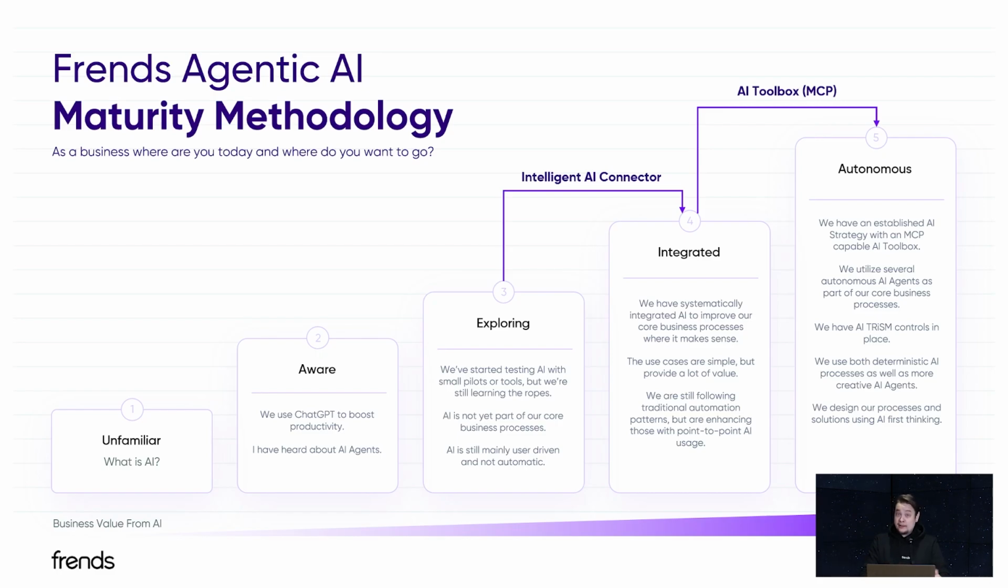To further clarify, the idea in the integrated stage is that you use AI to enhance the capabilities of existing integrations and automations. In the fully autonomous stage, you basically give AI the reins and allow AI to make decisions, rather than just using AI to enhance existing solutions.